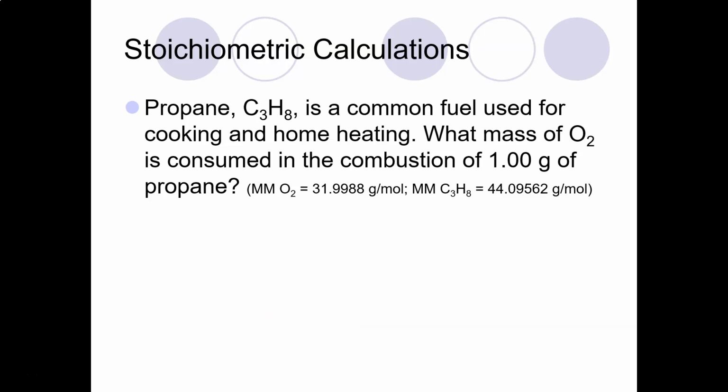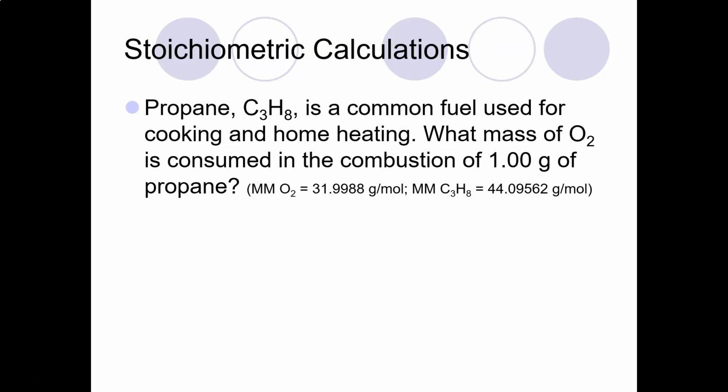Let's try another one. So propane, which is one of those organic compounds, and I told you you wouldn't have to know its name and chemical formula. So notice I wrote propane, comma, C3H8. I told you it is a common fuel used for cooking and home heating. What mass of O2 is consumed in the combustion of 1.00 grams of propane?